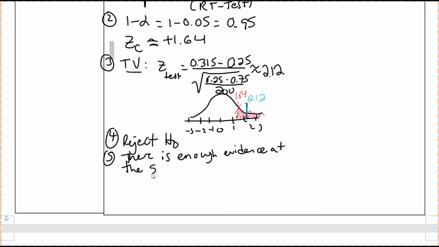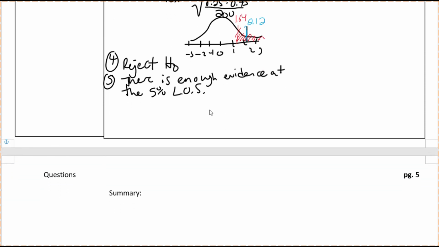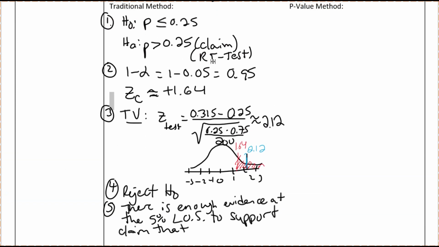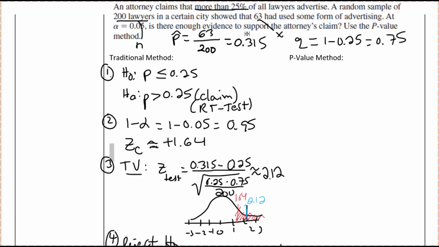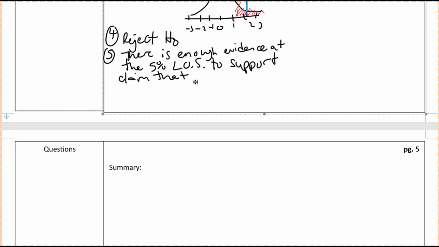at the 5% level, and our claim belonged to our HA, so we're going to use the word support. So to support the claim that, if you look back to the problem, the claim was that more than 25% of all lawyers advertise.